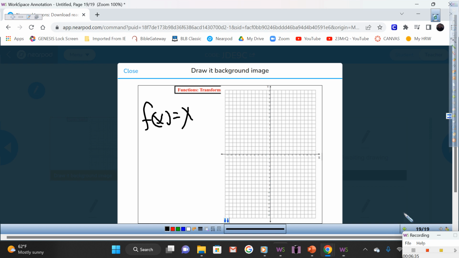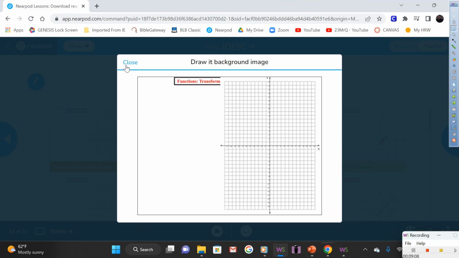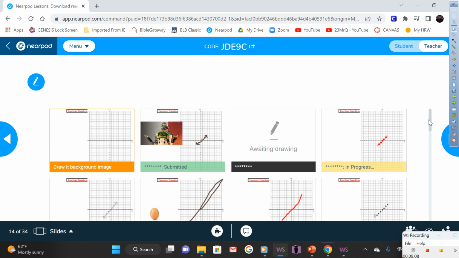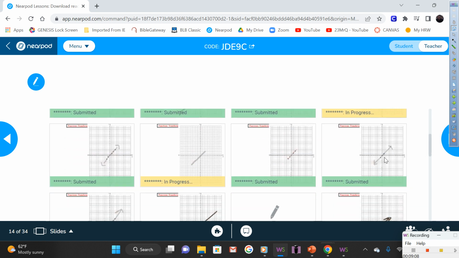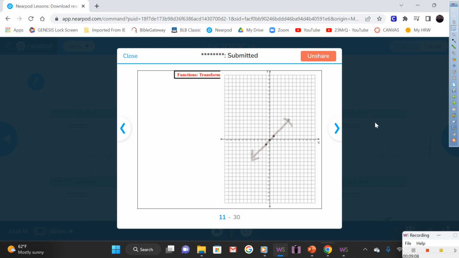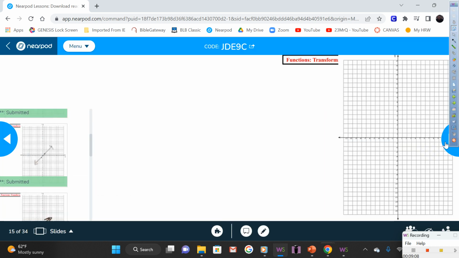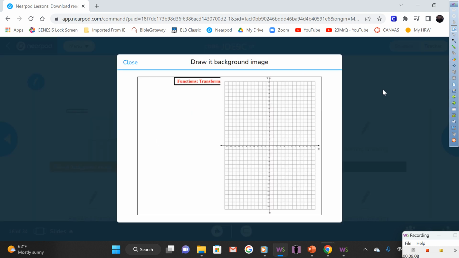10, 9, 8, 7, 6, 5, 4, 3, 2, 1. All right. Anyways, correct answers on your screen. Double check. It's a straight line. Yes. All right. And the next one, lock your toolbar.